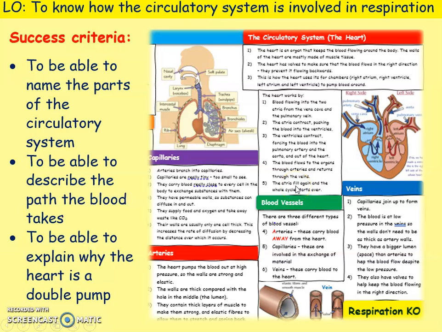So your success criteria for today is to be able to name the parts of the circulatory system, to be able to describe the path the blood takes around the body, and to be able to explain why the heart is known as a double pump. The part of the knowledge organiser we'll be looking at today is the first sheet, but over to the right hand side as shown in the picture.